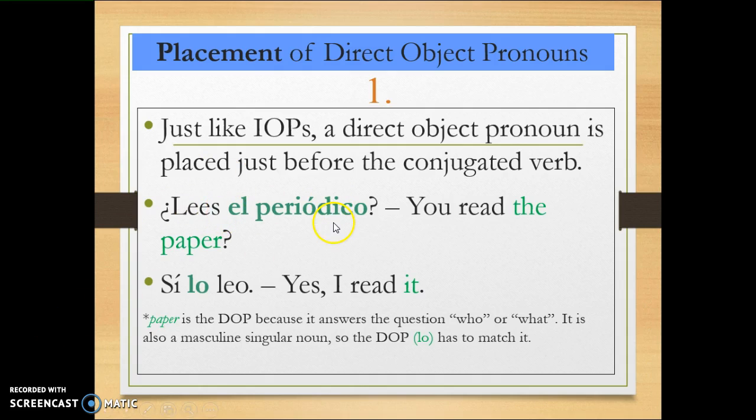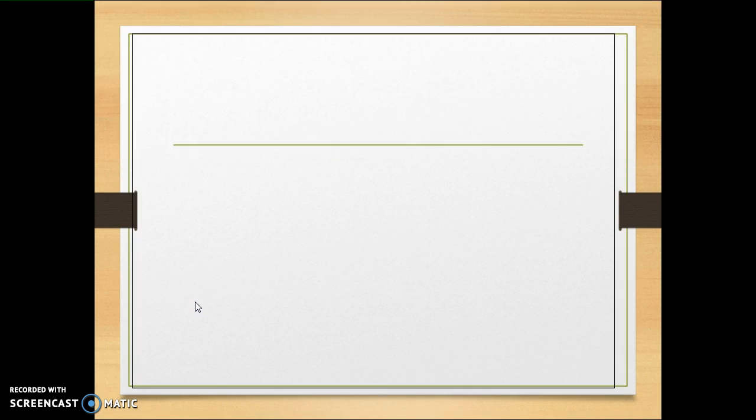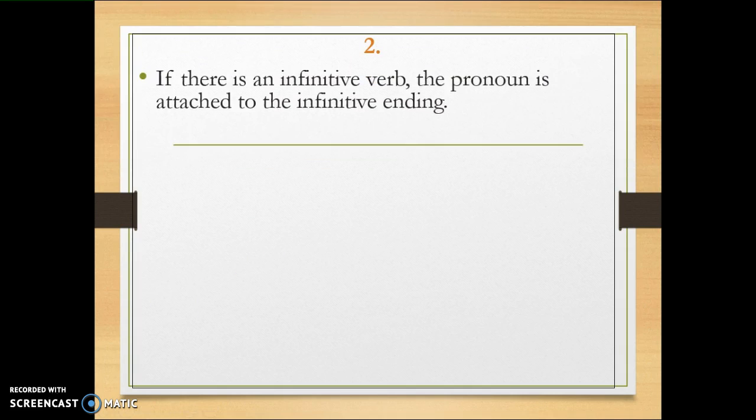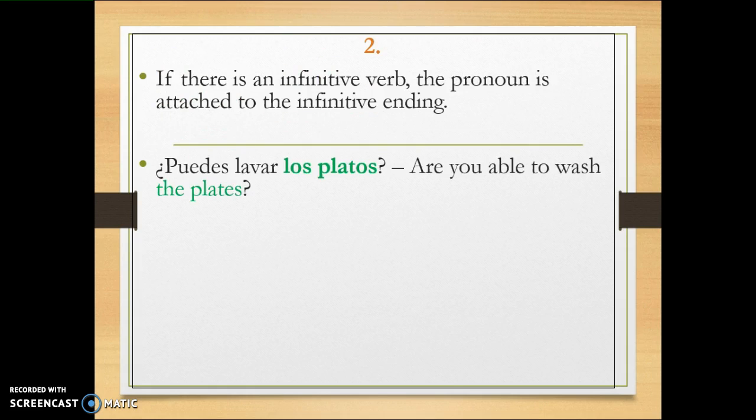You read what? You read the paper. Instead of saying the paper, we can replace it with it. Yes, I read it. Periódico, lo. Now, there is a second placement for the direct object pronoun. If there is an infinitive verb, the pronoun is attached to the infinitive ending. This sounds very similar as well.